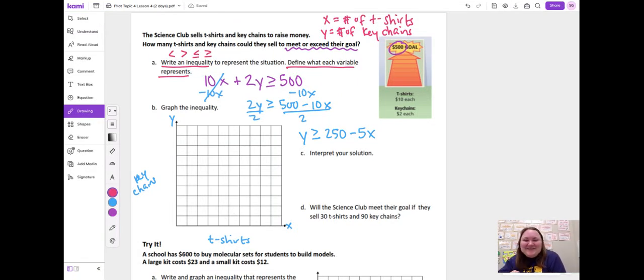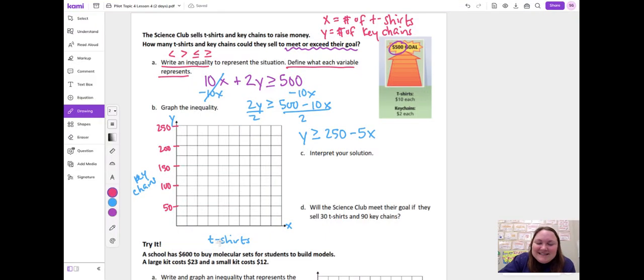Before this video, I already thought through what's the best way to number this. And I've decided, since I know my y-intercept is at 250, I'm going to do every other line is 50. So this line is 50, another 50 is 100, 150, 200, and then 250. And that means it perfectly fits.